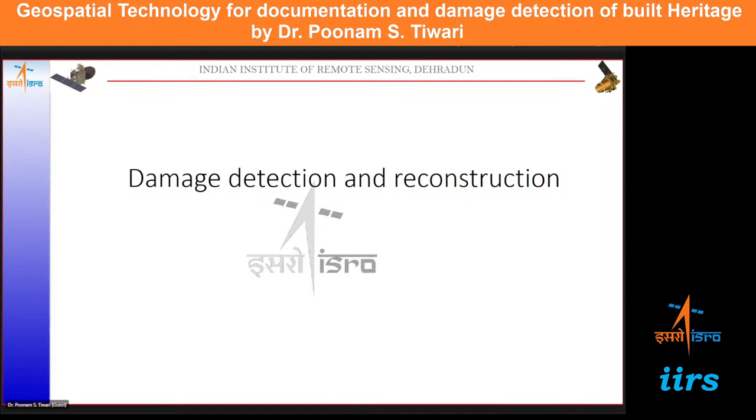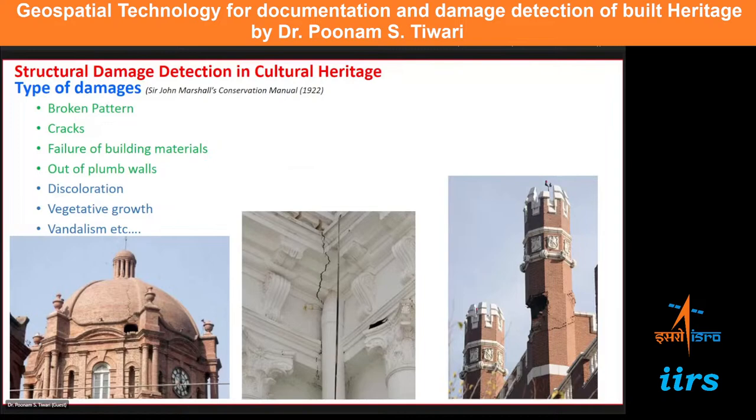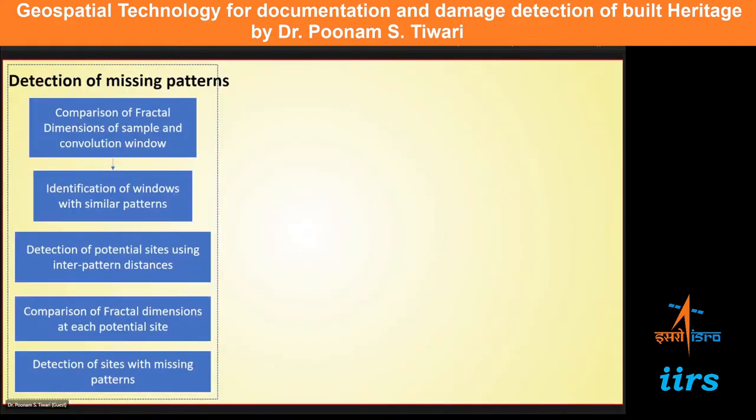Now how the same data can be used for damage detection, this also we will try to see. First of all, what all damages can be there in our cultural heritage? There can be broken patterns, there can be cracks, there can be failure of building material, out of plumb walls, discoloration, vegetative growth, vandalism. You can see the most important of these are broken pattern, cracks, and failure of building material. So we will try to focus on them.